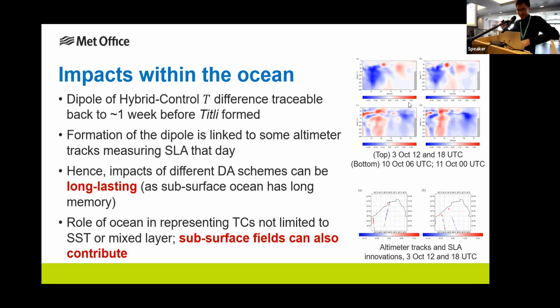So we can see that the impact of different data assimilation schemes can be quite long-lasting because the subsurface ocean has a long memory. And this shows that the role of the ocean in representing tropical cyclones is not limited to just the sea surface temperature or the top mixed layer of the ocean, but also the subsurface fields can contribute to these sorts of differences.